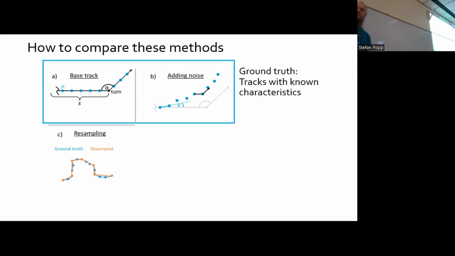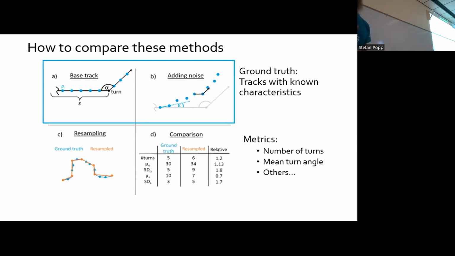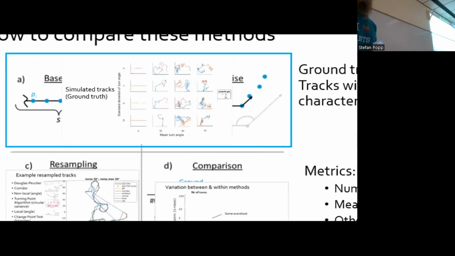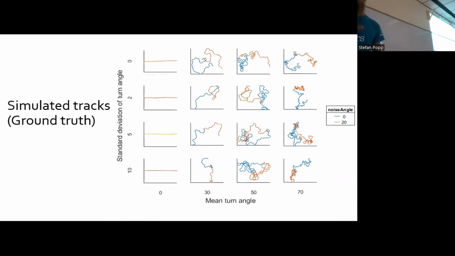Then I resample a bunch of those tracks with the resampling methods that I included, and then I compare them with the metrics, with lots of metrics, but I will only show two of them, the number of turns and the mean turn angle. And those are metrics that are also oftentimes used in the field to characterize or compare tracks. So now I'll go into just a little bit of detail. Here is a sample of the ground truth tracks that I created with different parameters and different noises. And I have 100 replications for each parameter set.